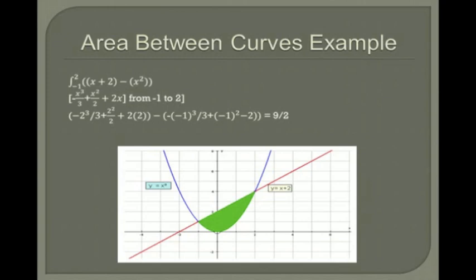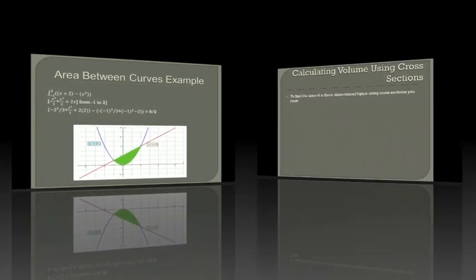Using our integration methods, we end up with -x cubed over 3 plus x squared over 2 plus 2x. Plug in your right limit, subtract the substituted left limit, and voila, you get 9/2. Of course, you can always just plug that integral into your calculator.